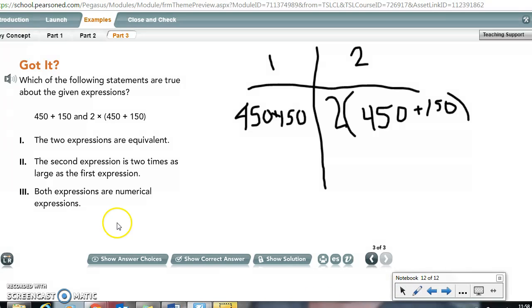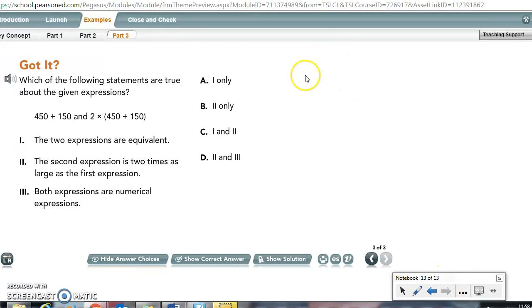And then what they want you to do is go through and figure out, are the two expressions equivalent? Is the second expression 2 times as large as the first? And are both numerical expressions? Go ahead and freeze your screen, and I'm going to bring up possible answer choices. Okay, so possible answer choices are these right here. And if you have not frozen your screen and solved those yet, please do so now.